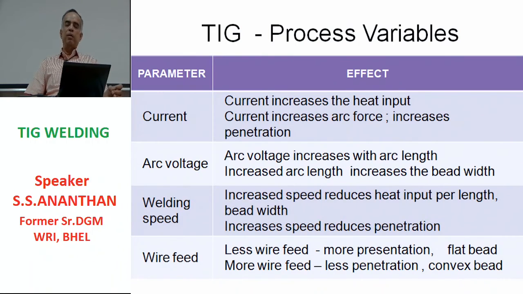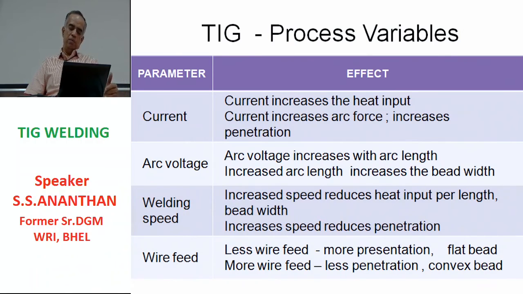And welding speed is one thing which can contribute to the shape of the bead. The amount of heat input per millimeter length of the weld is contributed by this, and accordingly the amount of heating that can take place in the weld pool can also be controlled by the weld speed. But the speed actually reduces the penetration as you increase it, and as you increase the speed, the heat input for the overall system also comes down.